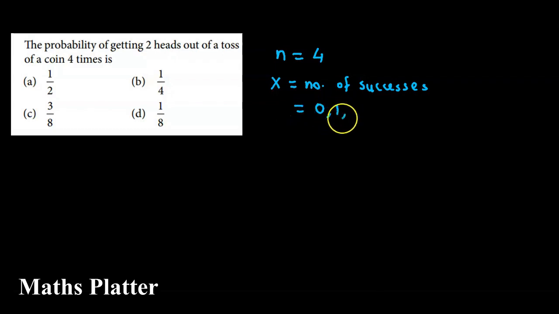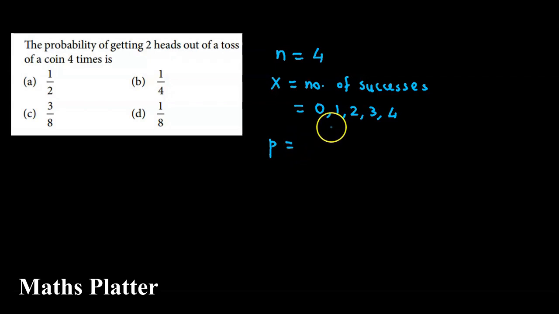The probability of getting 2 heads out of a toss of a coin 4 times is. तो यहाँ पर हमारे नंबर ऑफ ट्रायल्स है 4, बिकॉज 4 बार कॉइन टॉस हुआ है. So x is the number of successes, the desired number of successes. Success is getting heads, so number of successes can be 0, 1, 2, 3 या फिर 4. अब ईच ट्रायल का प्रोबेबिलिटी ऑफ सक्सेस देखते हैं.